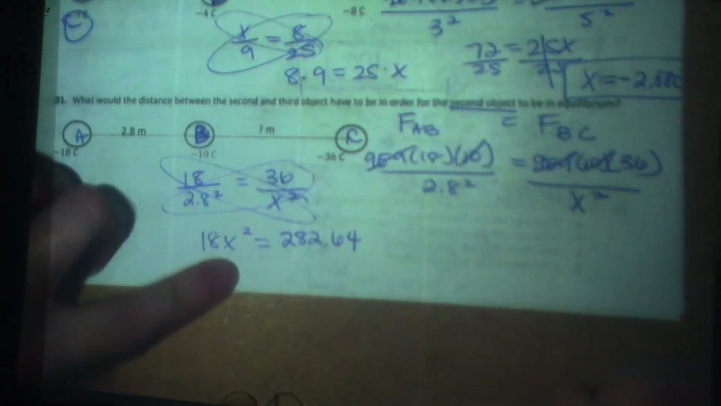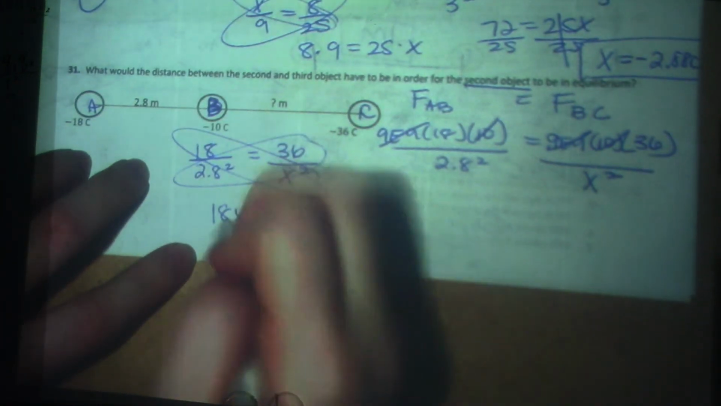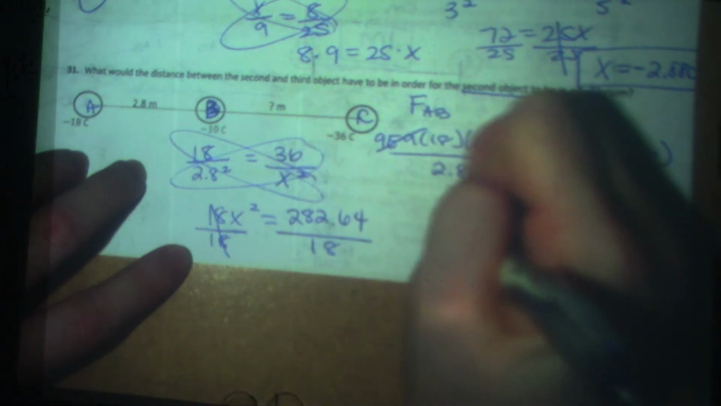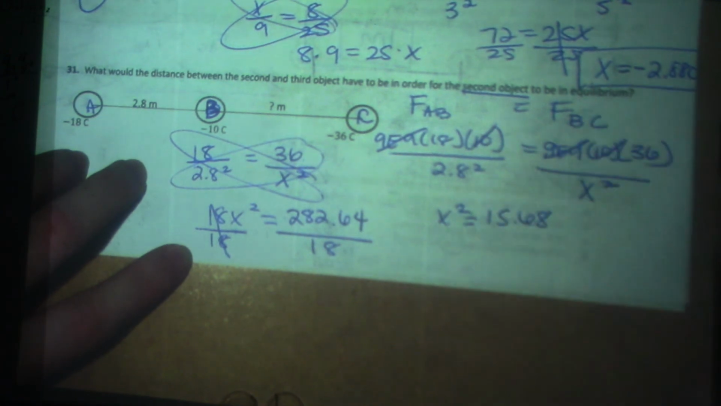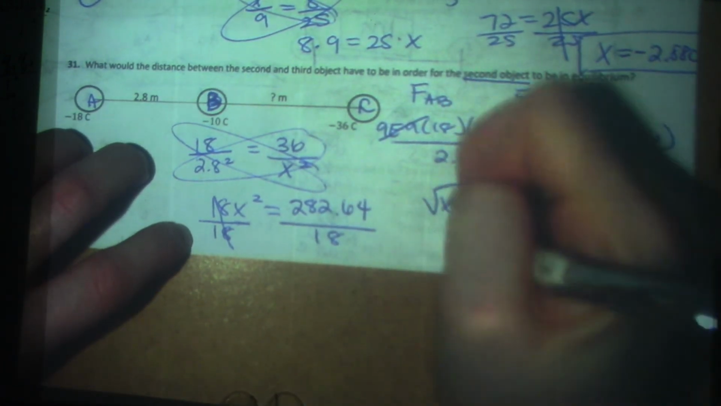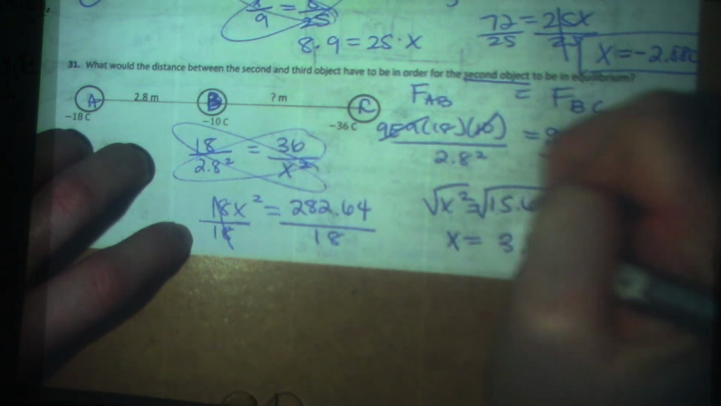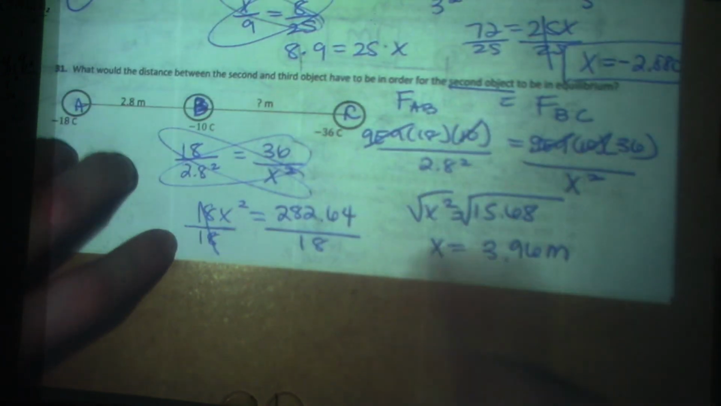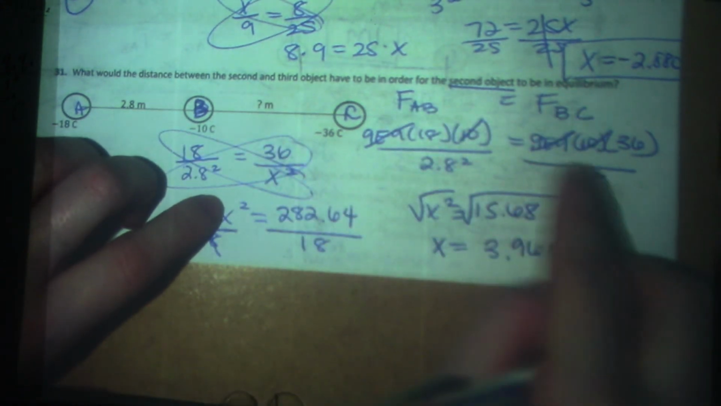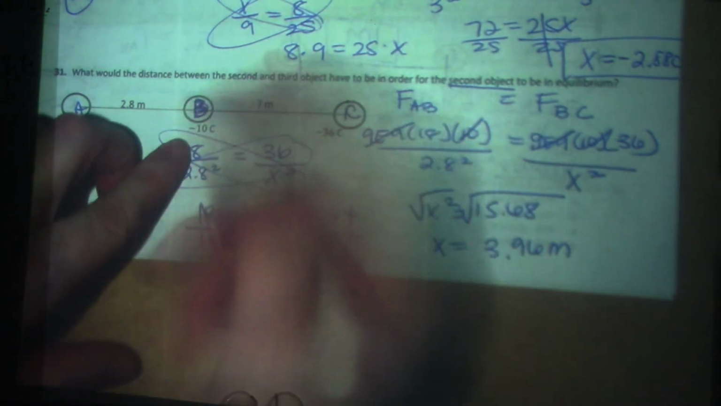282.64. All right, now still trying to get this X, so we divide the 18 over. That gives me X squared is equal to 15.68. But I want X, not X squared, so I have to get rid of the squared by taking the square root, which gives me 3.96 meters. And then sometimes we do have to subtract, so let's check. We just found the distance between B and C, which is exactly what I asked for, so just 3.96. I don't need to subtract here.